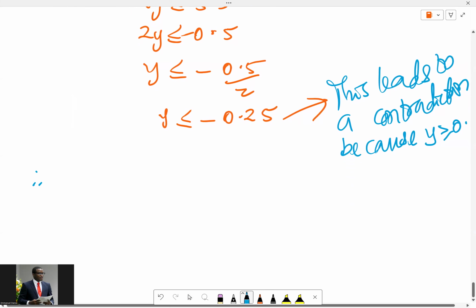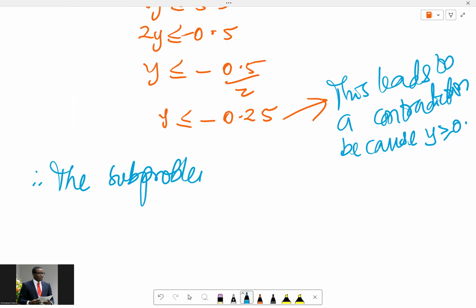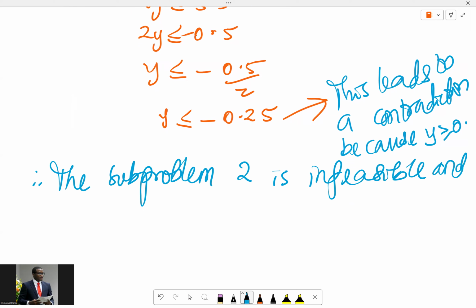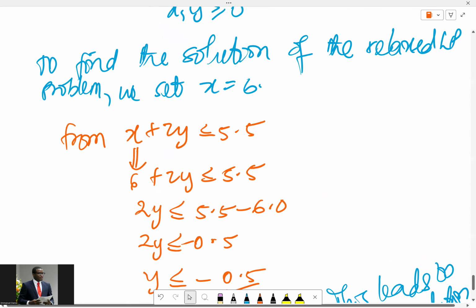So we can say therefore the sub problem 2 is infeasible. Okay, the sub problem 2 is infeasible and can be discarded. It doesn't give us any hope and can be discarded. So we don't even have to worry about the other constraint. For the other constraint, right?